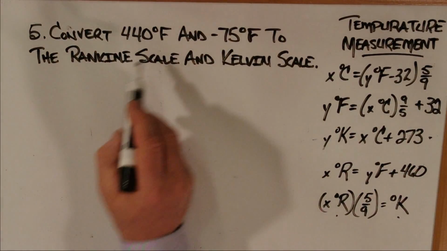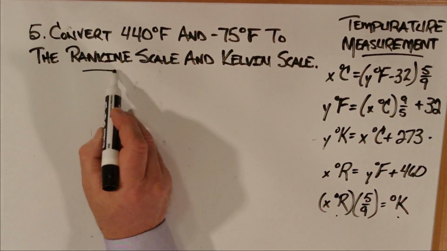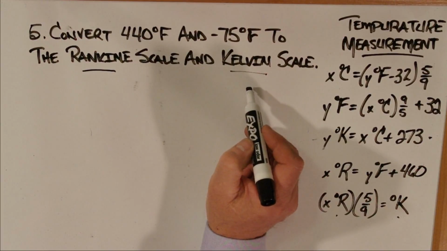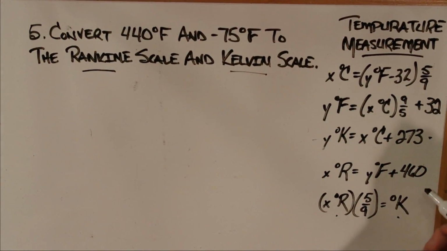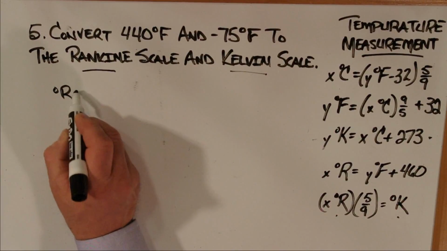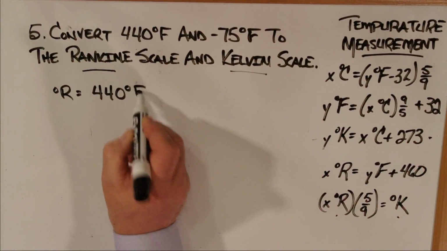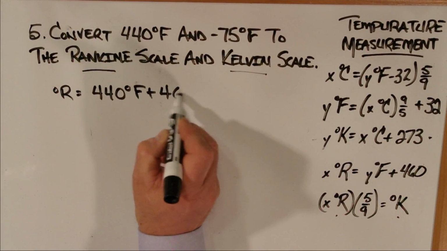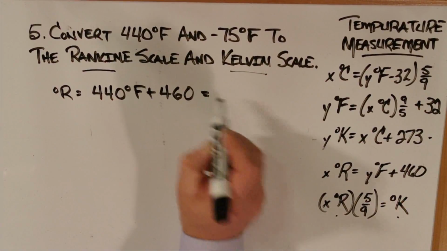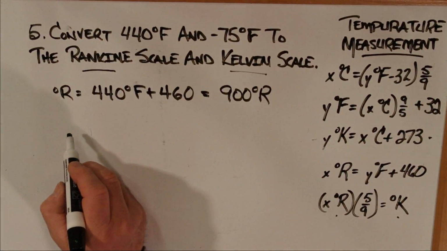Our last problem, to convert 440 degrees Fahrenheit and negative 75 degrees Fahrenheit to the Rankine scale and the Kelvin scale. So we'll use the fourth and fifth relationships that we have over on the right hand side. 440 degrees Fahrenheit, to get that into degrees Rankine, we will add 460, and when we do, we get a numerical value of 900 degrees Rankine.